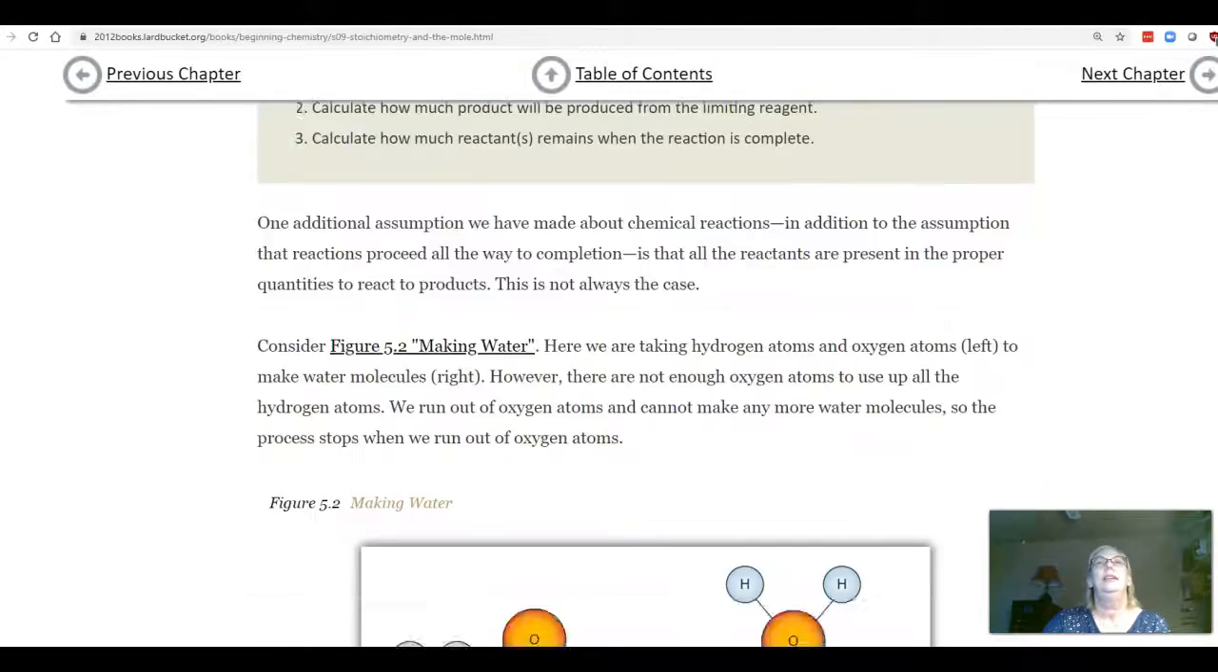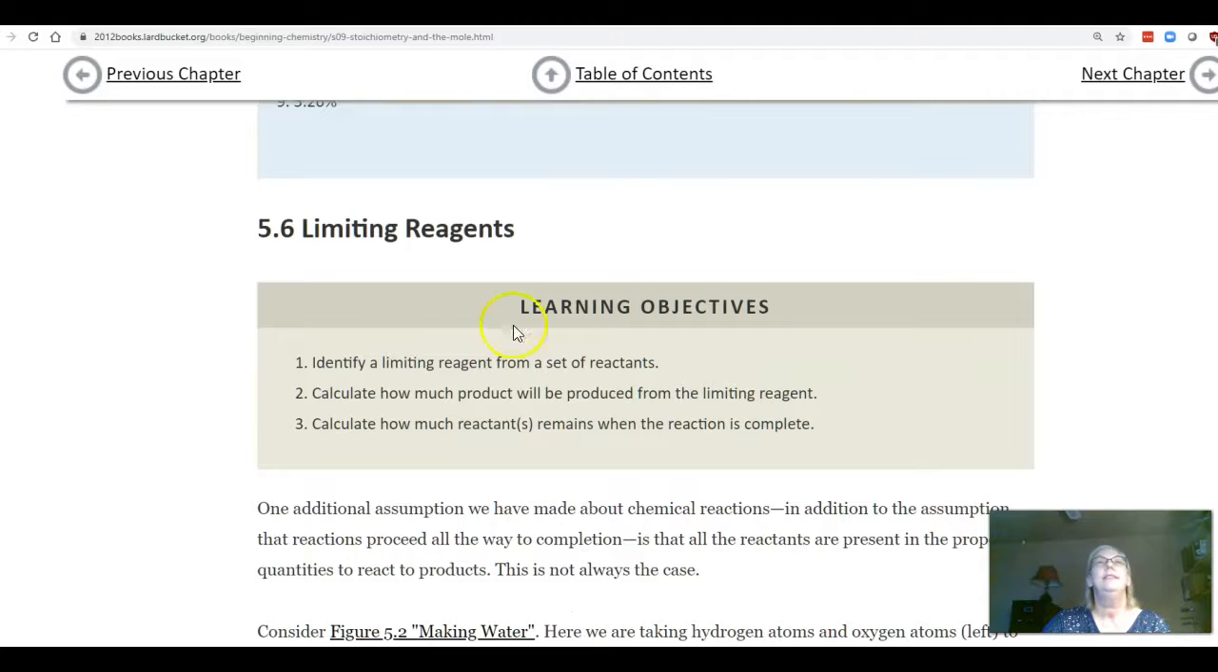And the last thing, probably the hardest thing in this chapter, is limiting reagents, and it's going to take you a while to get used to this. So this chapter you'll need a lot of time for, and you're going to have to do it in little chunks because you can't understand this all in one go. So please take your time on this chapter.